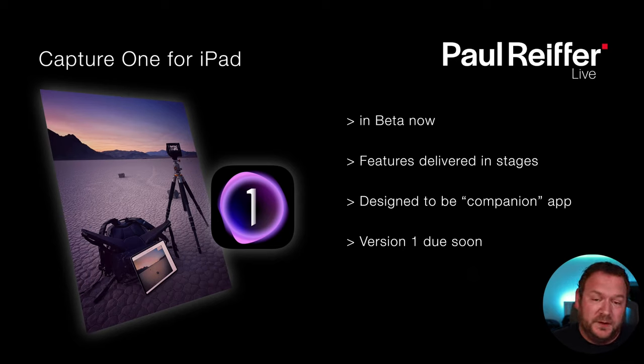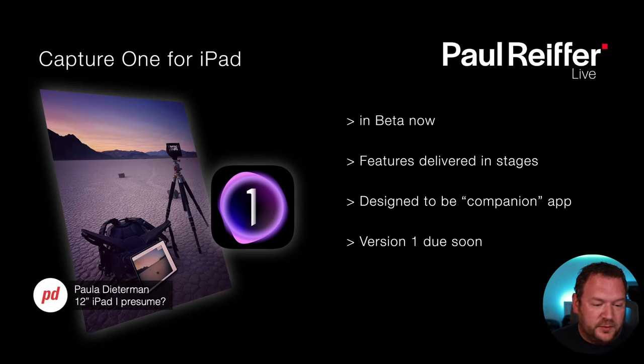It also means that we can do a lot of the pre-work out in the field before you come back. But this is all part of Capture One's plan to build a sort of cloud ecosystem that has everything linked in amongst everything.